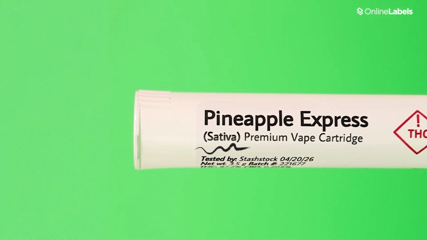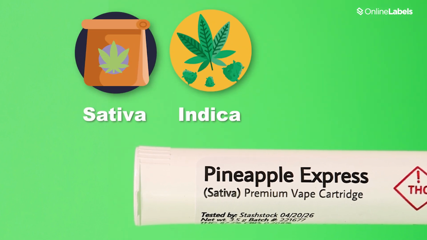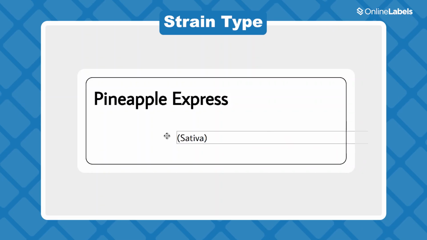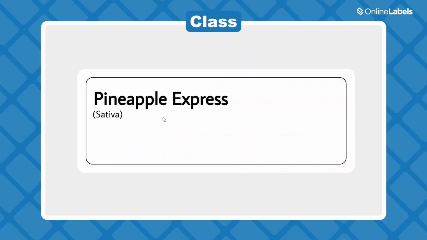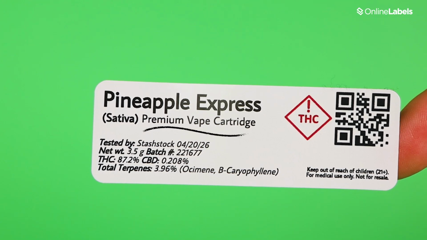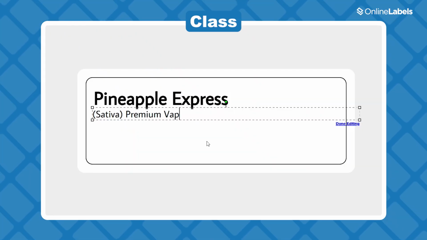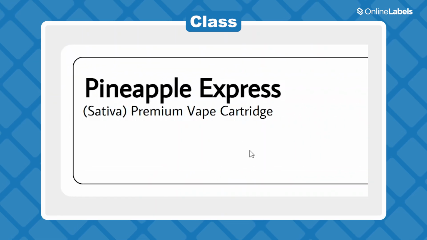Then there's the type. There are generally 3 types your product can fall into: sativa, indica, and hybrid. This is a really important distinction for your customers and tells them a lot about the desired effect. After that, you need to address the class, which is the product category. This is where it's named flower, vape, edible, tincture, and so on. Now our label says Pineapple Express, sativa, premium vape cartridge.